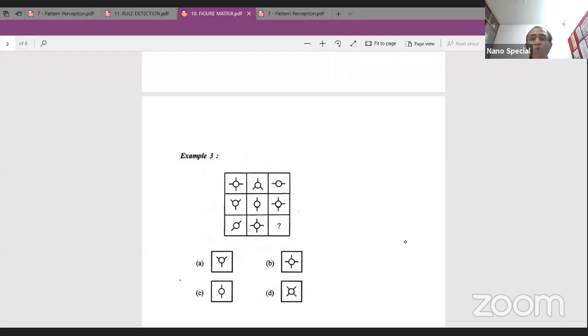So here we are talking about 4 bars which are coming out. Here, 3 bars. Here, 2 bars. Here, 3 bars. Here, 2 bars. Here, 4 bars. So each row contains figures with 2, 3, and 4 bars. Now here there are 2 bars, here there are 4 bars, so the next one will have 3 bars. On that logic, the answer is A.